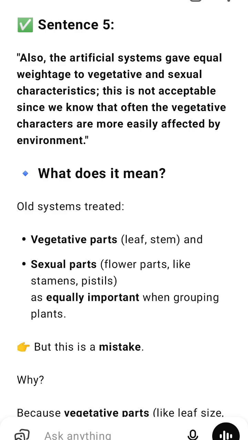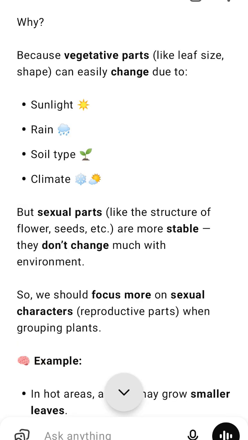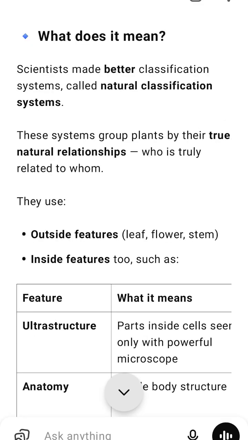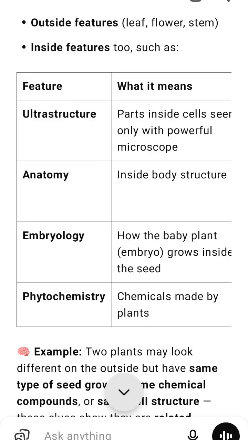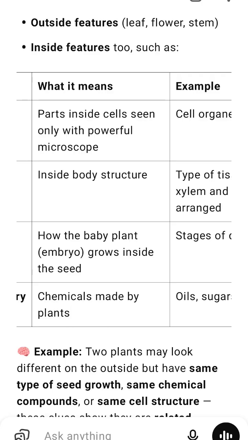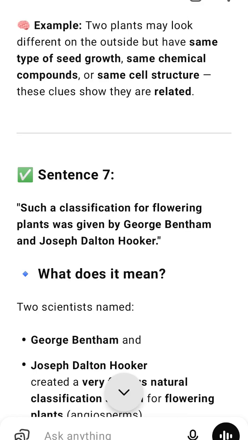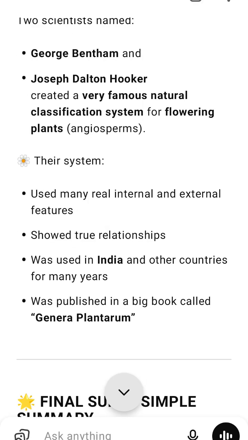6. Better systems were made, called natural classification systems. Later, scientists made natural classification systems, which were much better. These systems used external characters, like leaves and flowers, and internal characters too, like ultrastructure, details inside plant cells seen under an electron microscope. Cell walls, organelles, inside body structure of plants, arrangement of tissues, embryology, how the baby plant embryo forms and grows, stages in seed development. Phytochemistry, chemicals made by plants, sugars, oils, alkaloids.